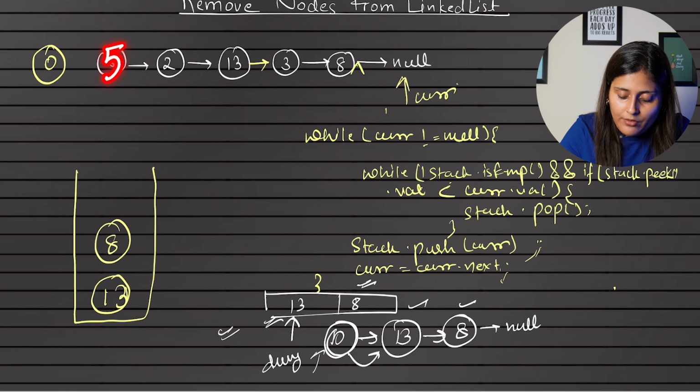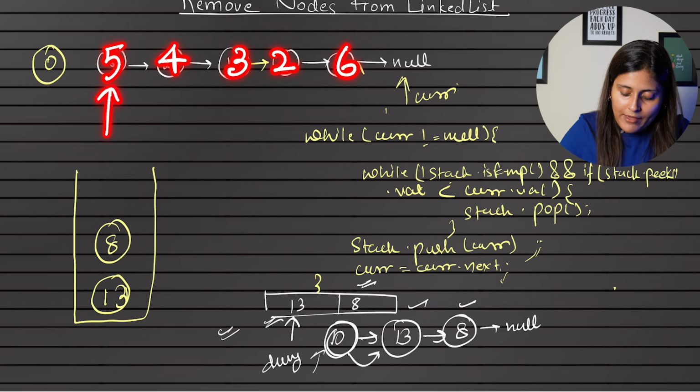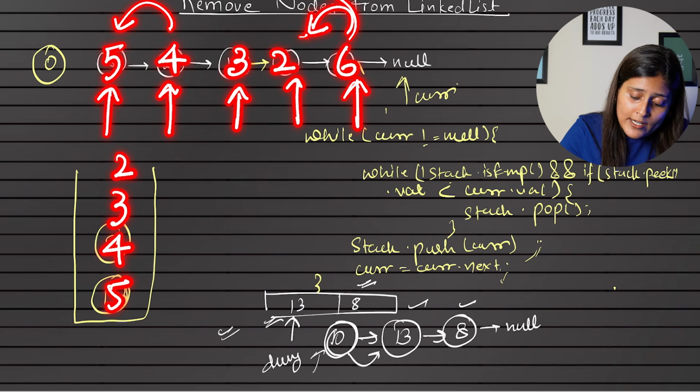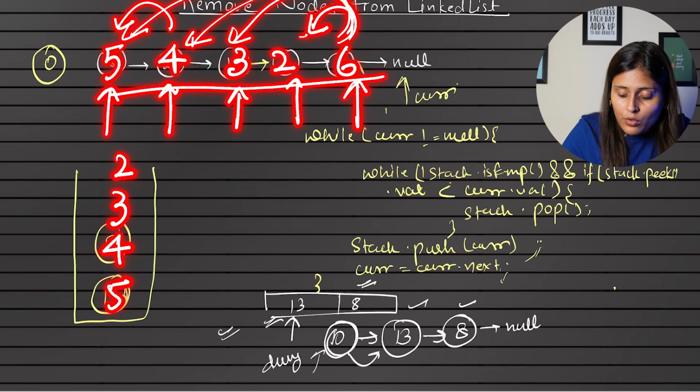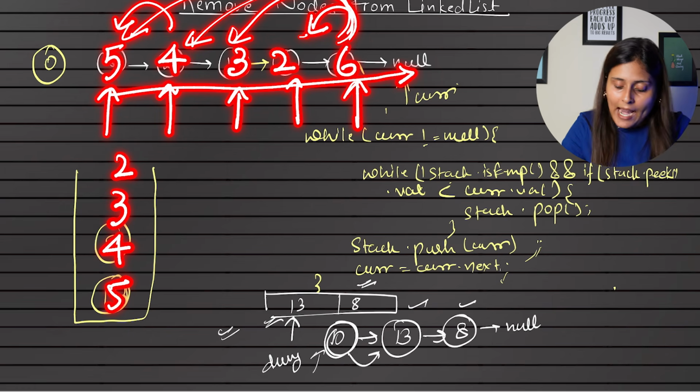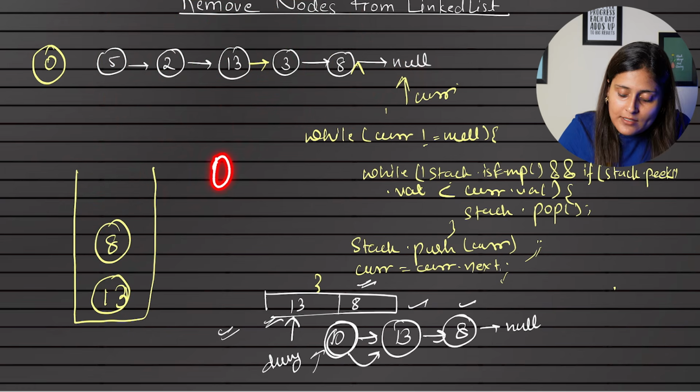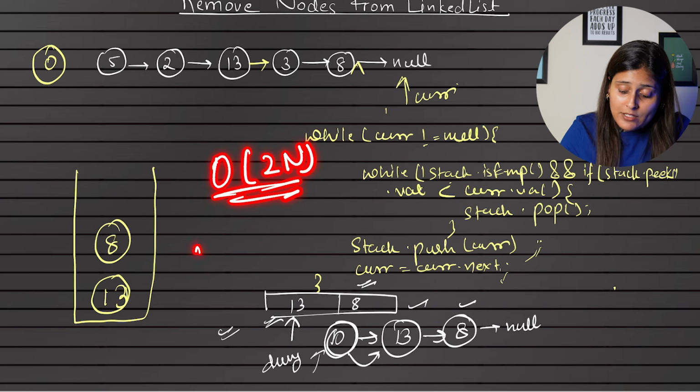Worst case means 5, 4, 3, 2 and suppose 6. 5 you will insert. 4 will check, is it smaller? No. 4 you will insert. 3 you will insert. 2 you will insert. Now 6 comes and 6 will say, hey, all are smaller than me, na? Pop everything. So O of n you went towards right side, and further O of n to pop everything, means O of 2n only. So the time complexity will be O of 2n, but space will be O of n.